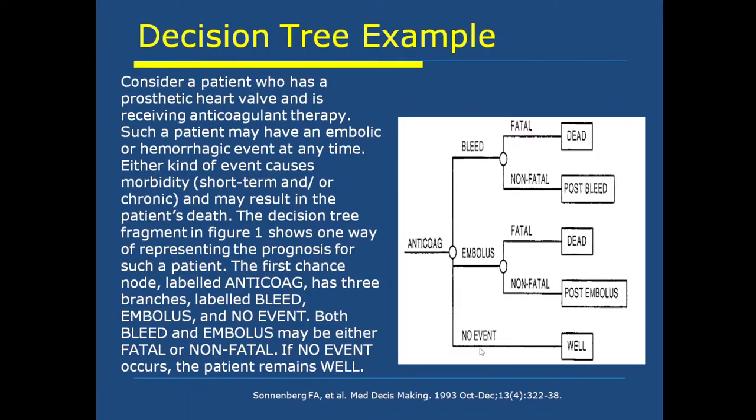The first chance node, labeled anticoag, has three branches labeled bleed, embolus, and no event. Both bleed and embolus may be either fatal or not fatal. If no event occurs, the patient remains well.